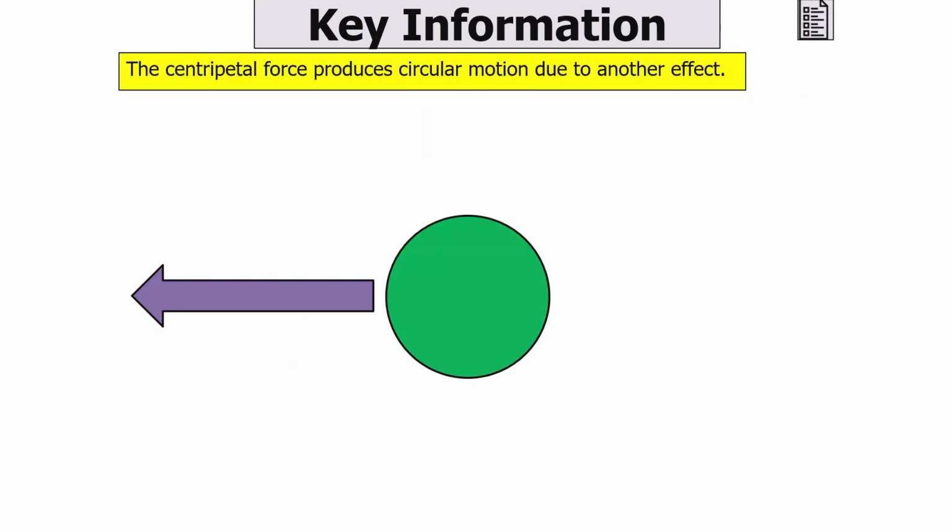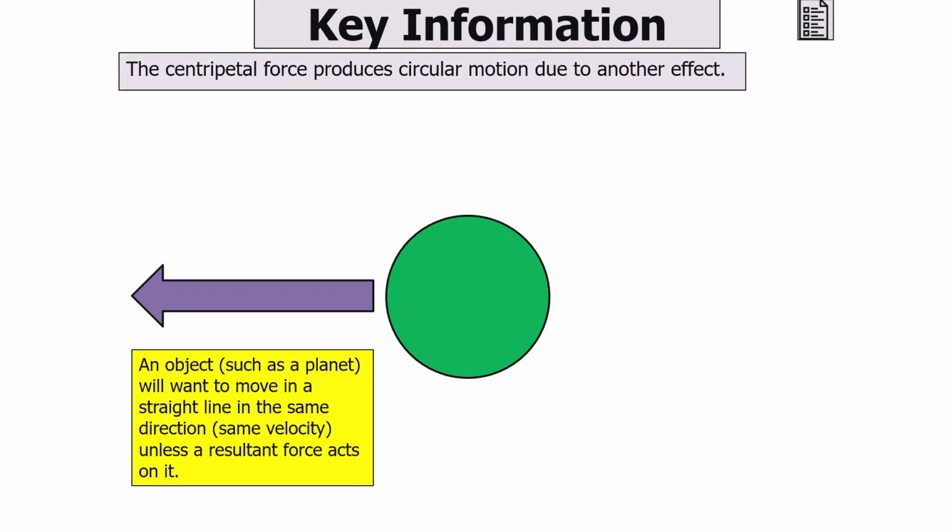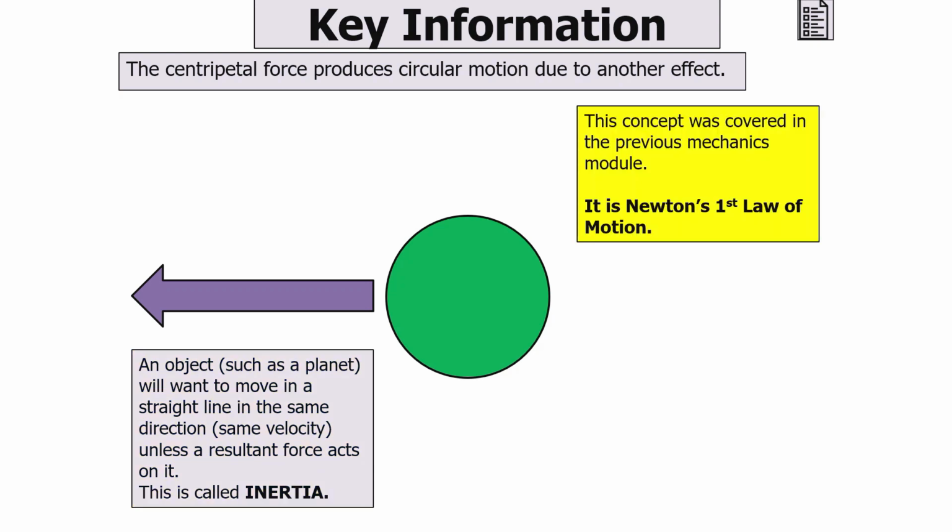Now the centripetal force produces circular motion due to another effect as well. An object such as a planet will want to move in a straight line in the same direction, with the same velocity, unless a resultant force acts upon it. This is called inertia. This concept was covered previously in mechanics, where we looked at Newton's first law of motion.